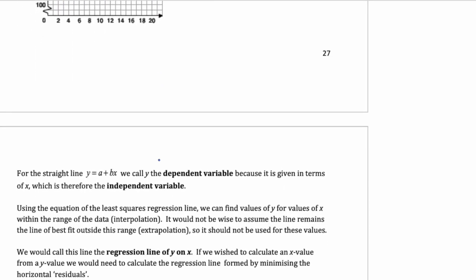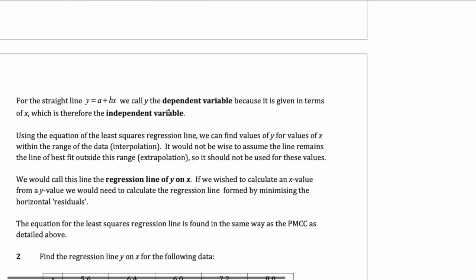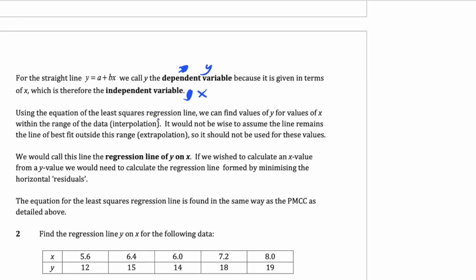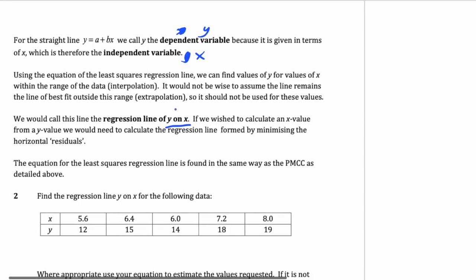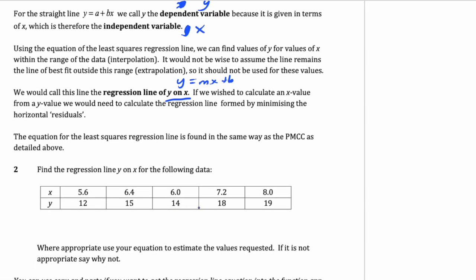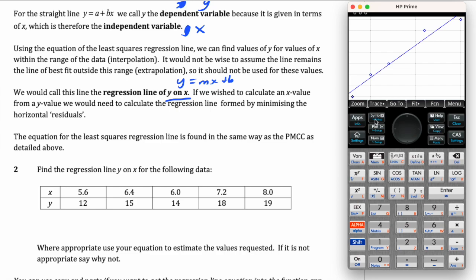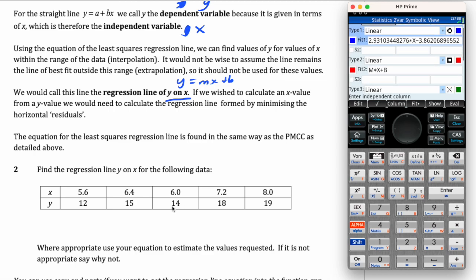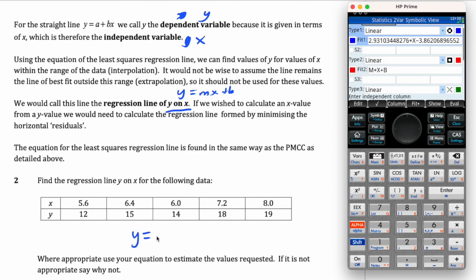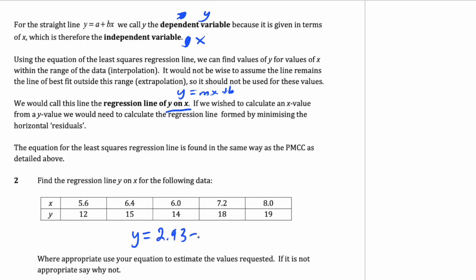Okay, we call that the y on x regression line. The x is the independent, the y is the dependent variable. And we call it the y on x regression line. Okay, so we have the form y equals mx plus b basically. So we're going to get the equation. We actually already have this data in our calculator. And under symbol, as long as you get on linear, it gives you the equation. So the equation is y equals 2.93x minus 3.86.